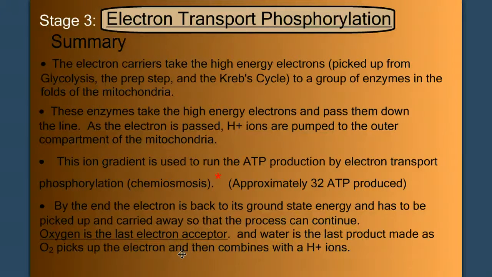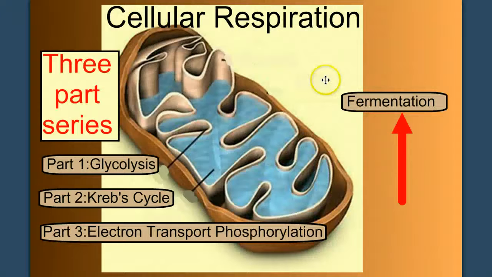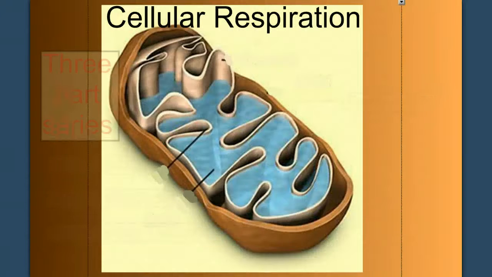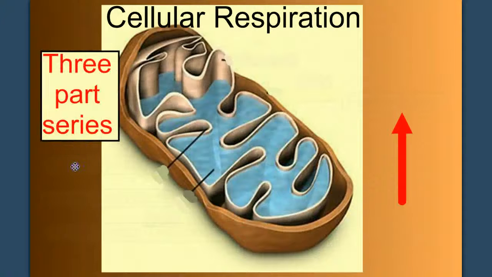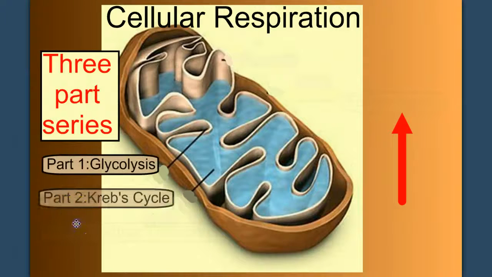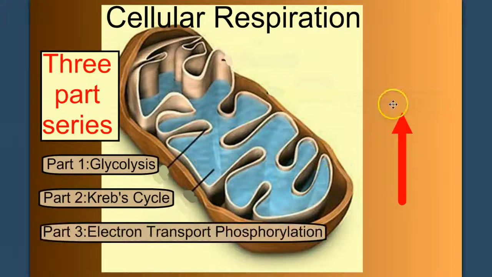This is interesting because it's a nice mirror to what we saw in photosynthesis, where water was the original electron donor. Here, oxygen is the last electron acceptor, and water is the final product made. So now we're finished in our three-part series on respiration: glycolysis, the Krebs cycle, and electron transport.